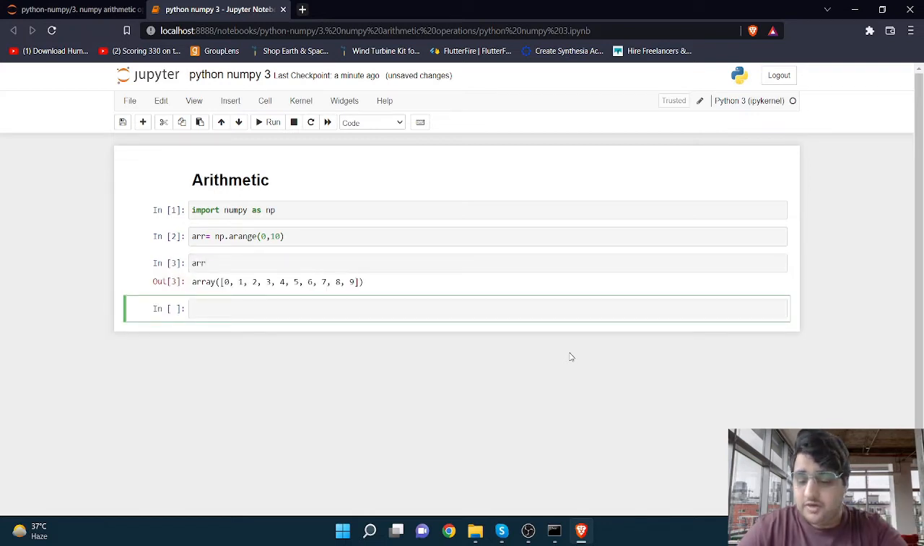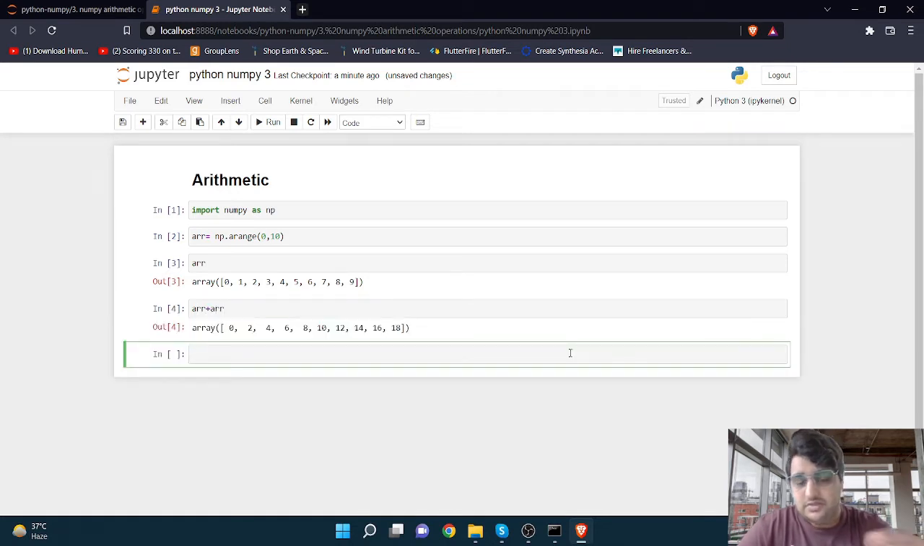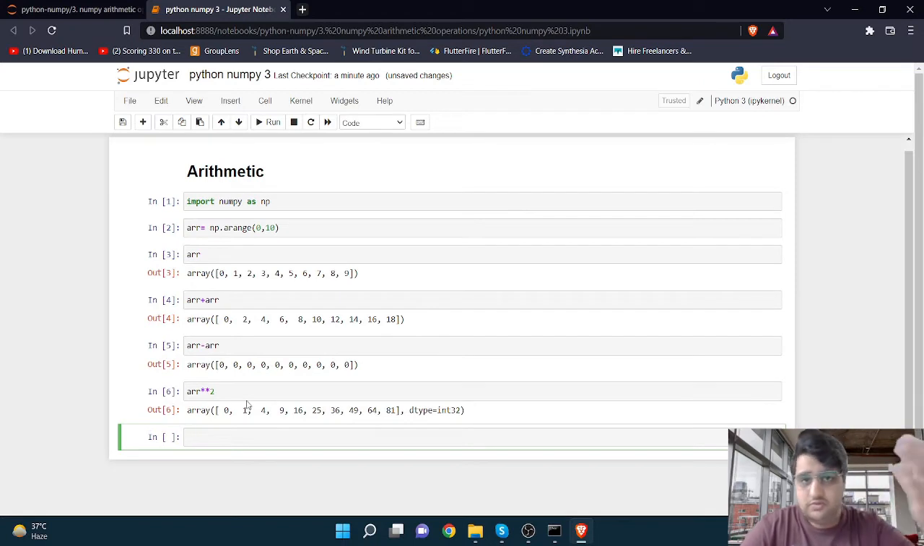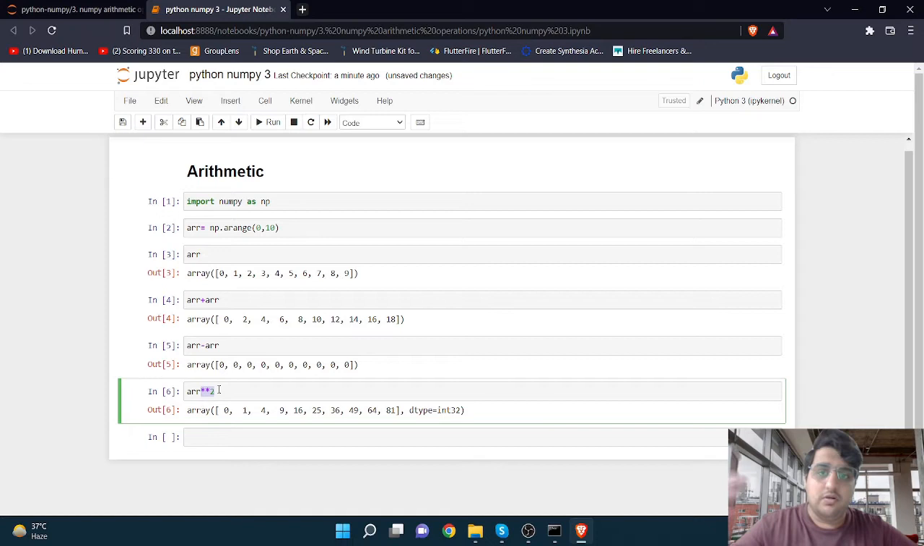What if we add something to it? So let's say array plus array. You can see the values get added. Similarly, array minus array, it will be all zeros. If we are making it to the power 2, an exponential function, all of these will get broadcasted. The function will always get broadcasted to each and every single value in the array.